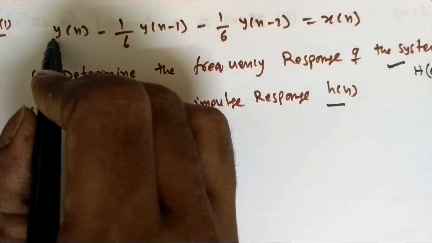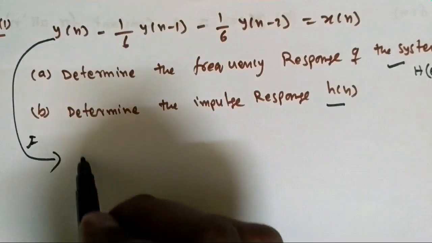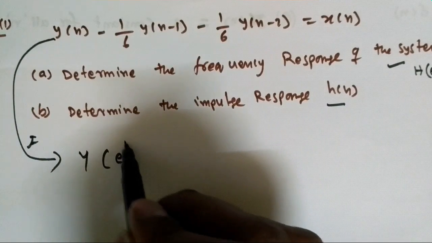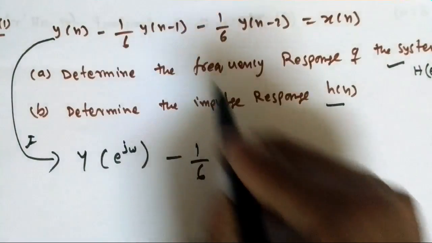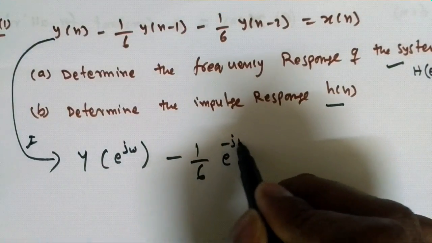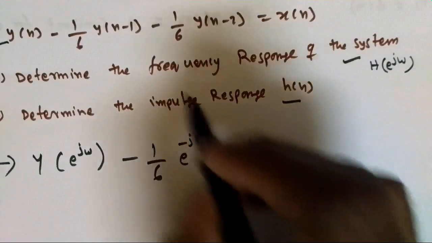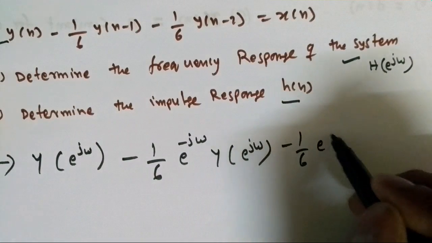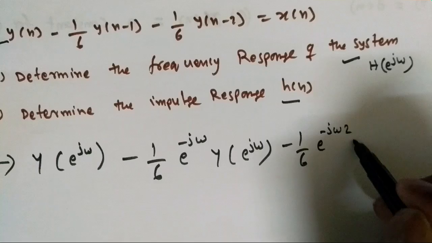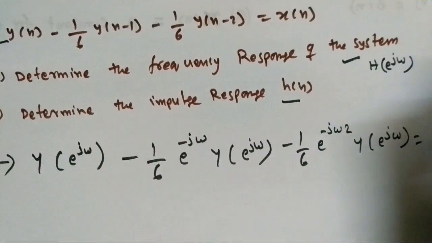Now from the equation, if I convert into Fourier transform, y of n becomes Y of e power j omega. Minus 1 by 6 y of n minus 1, that is shifting, so you will get e power minus j omega Y of e power j omega. Next one is minus 1 by 6 y of n minus 2, so shifting is by 2: e power minus j omega 2 Y of e power j omega, is equal to x of n, which will become X of e power j omega.